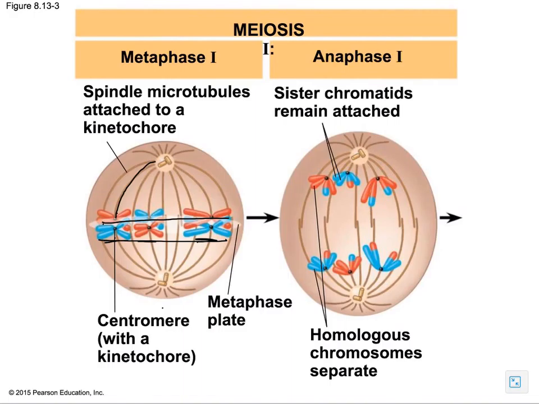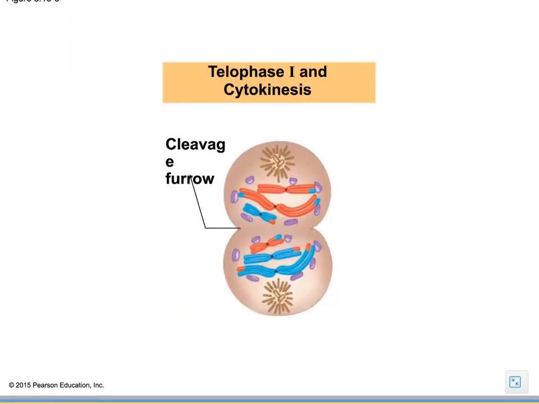In anaphase 1, we're still moving chromosomes apart from each other, except this time they are duplicated chromosomes, so the homologous chromosomes are separating and moving away from each other. So homologous chromosomes are separating, that's key. For telophase 1, you'll notice it looks the same.